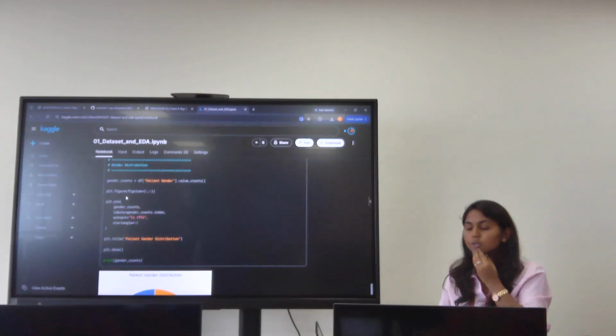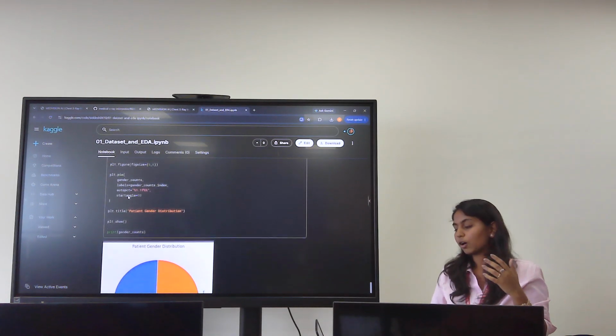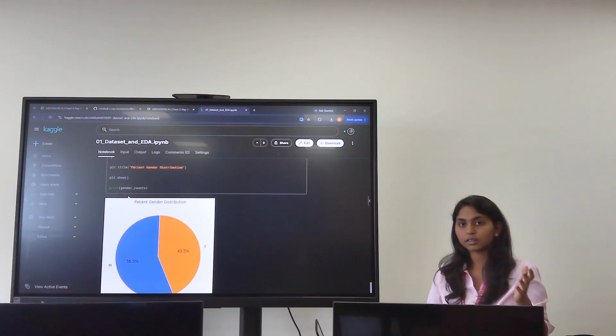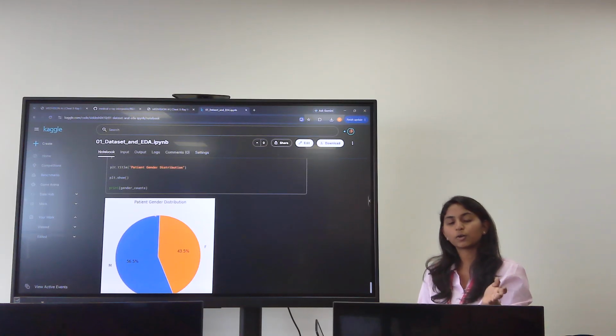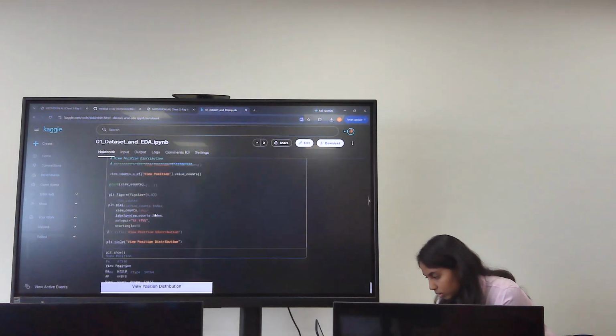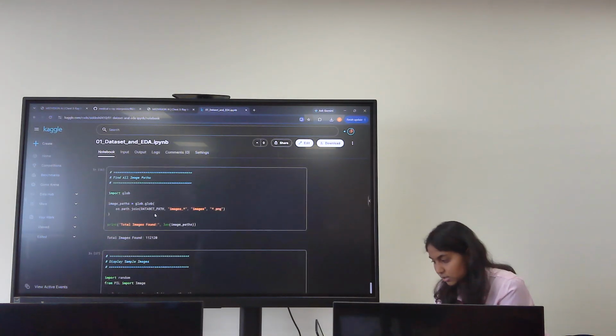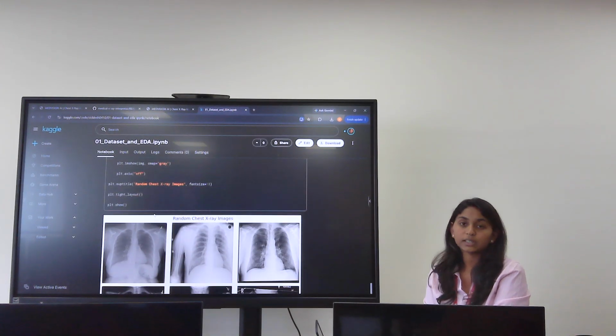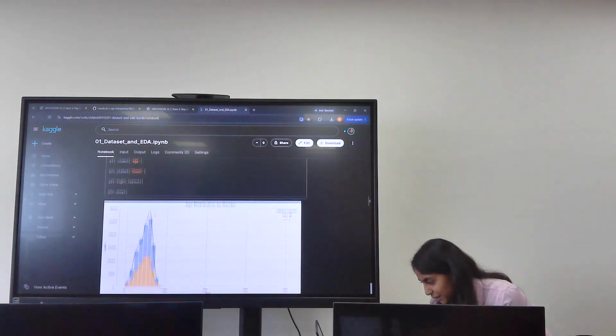And then I've also analyzed the gender distribution, like how many male patients' chest X-rays there are and how many female patients' chest X-rays there are. So this is all the data analysis to understand better about the given data set.